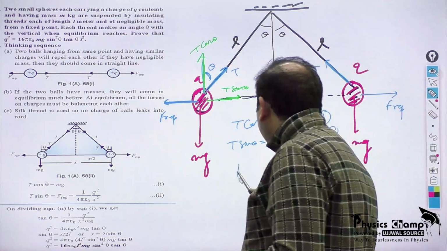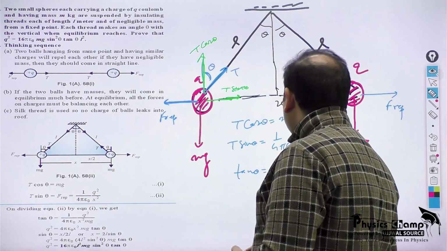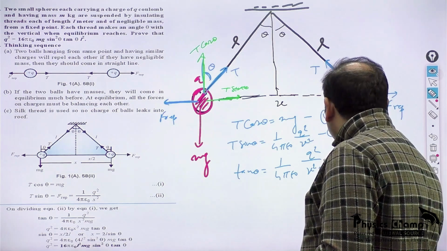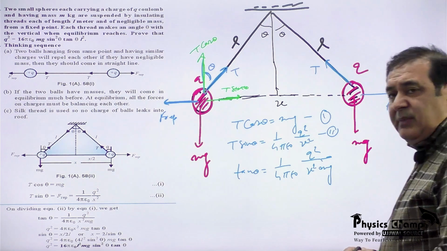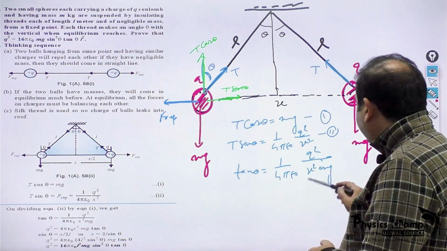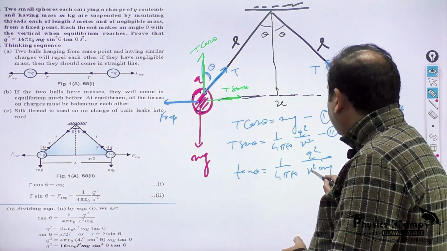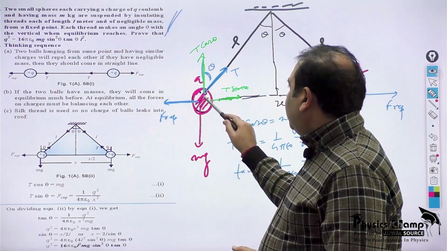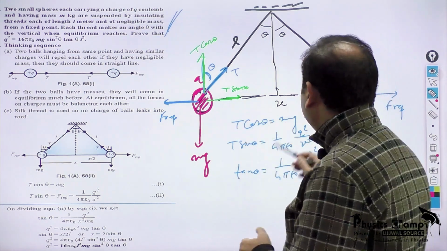So if I divide, second by first, I'll get tan theta equal to 1 by 4 pi epsilon naught q square by x square mg. Now, if I look at this equation, x is an unknown variable. x is a variable which we have introduced later, which is not mentioned in the question. What is mentioned in the question? The mass is m kg, the length of the string is L, and the charge is q.